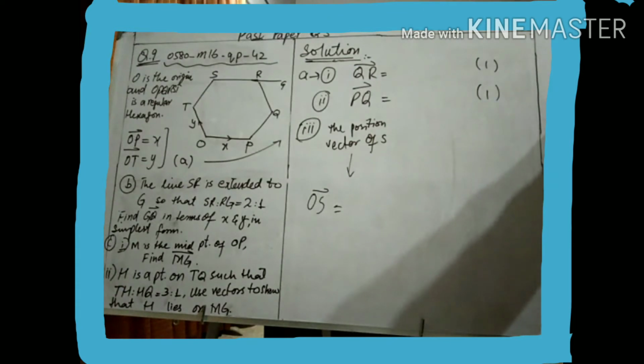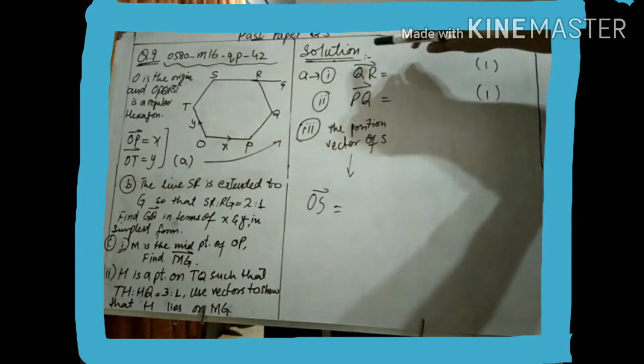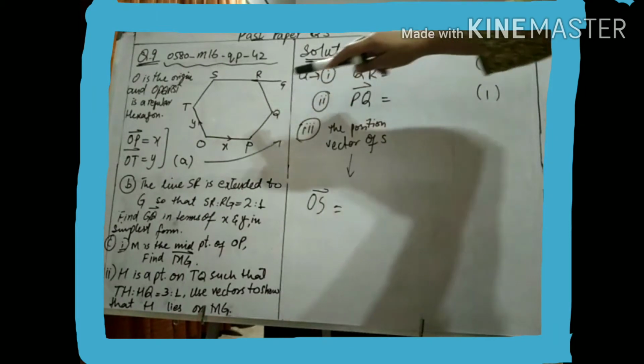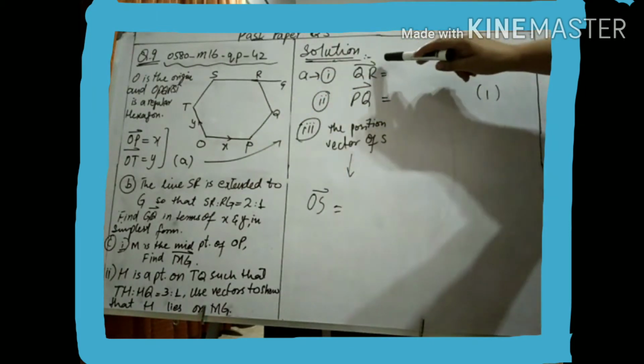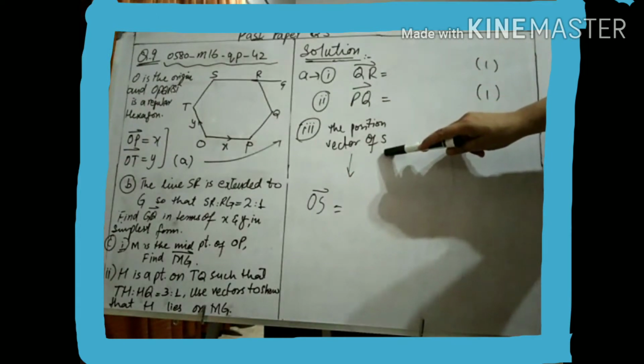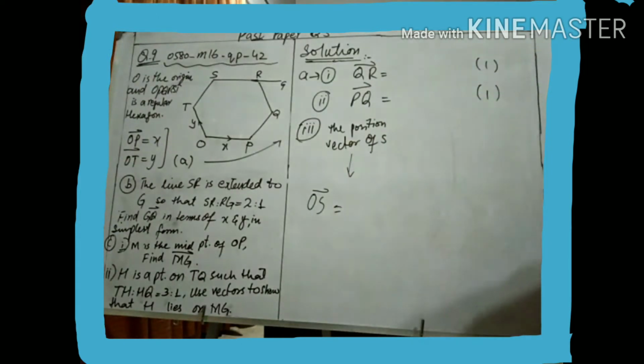O is the origin and OPQRST is a regular hexagon. Two vectors are given, OP and OT. So look at the first part. In the first part, first we will find out QR, then PQ, then the position vector of S, meaning OS.